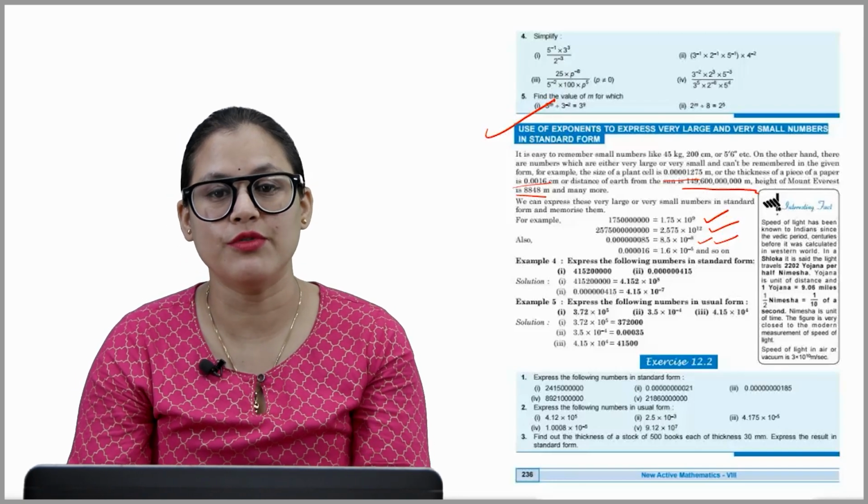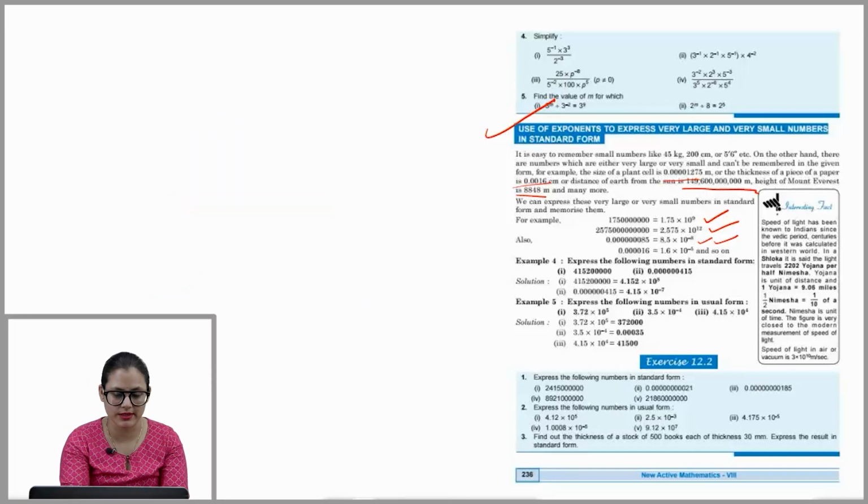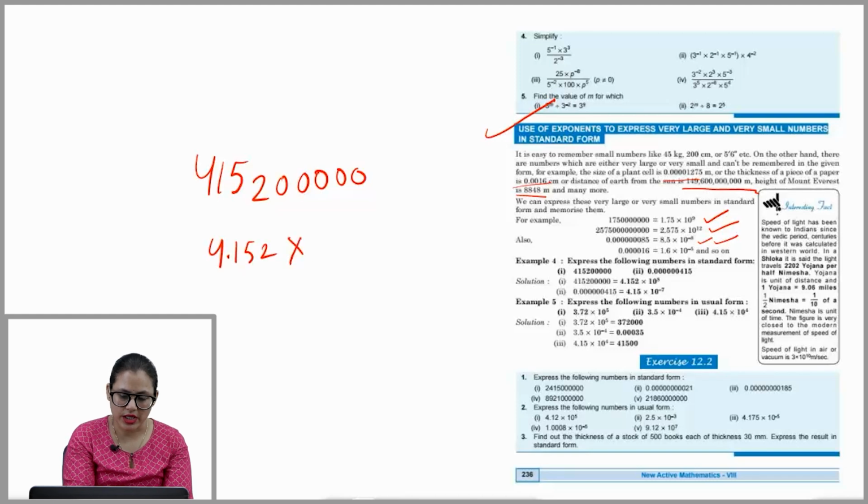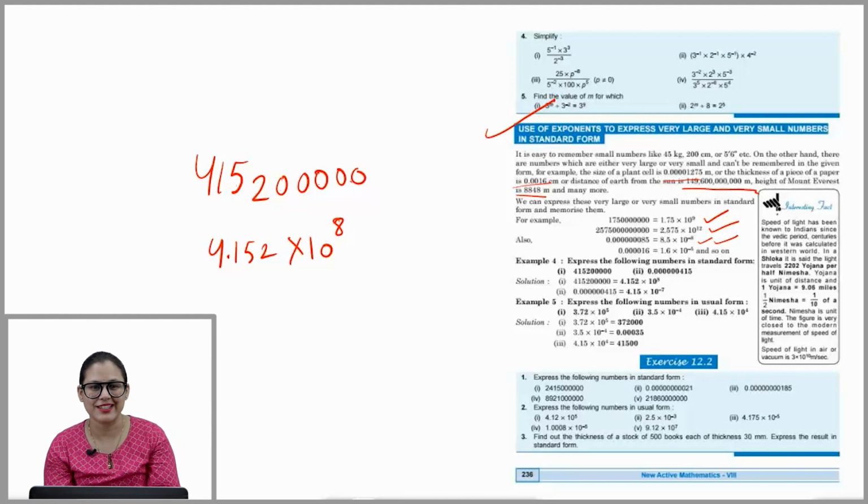We have to express the following in standard form. Okay, so this is the number 4, 1, 5, 2, and 1, 2, 3, 4, 5 zeros are there. Okay, so we always put decimal after first digit. Okay, 4.152. Okay, now 10 raised to the power how much? See, 1, 2, 3, 4, 5, 6, 7, 8. 10 raised to the power 8.